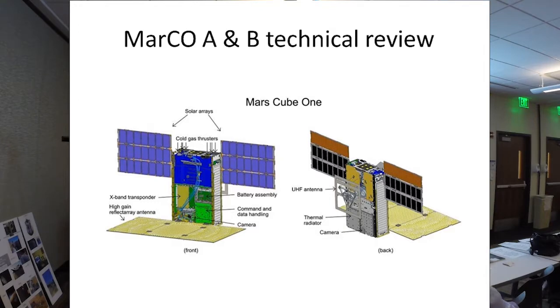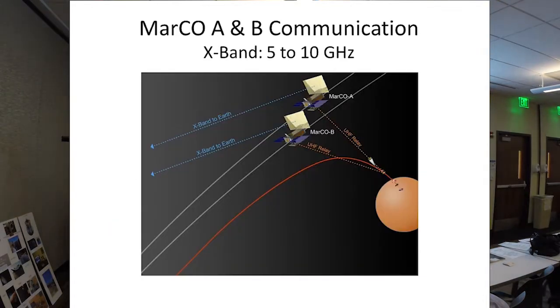This is technically what we have here. Notice there are cold gas thrusters. We have a UHF antenna on the bottom, which is how it communicates with its InSight on Mars. And you can see here the X-band transponder. We'll talk about that in a minute. Battery assembly, which is being charged. And this is how it works. Information is sent up and back at 5 to 10 gigahertz and is communicated with the InSight lander. Data sets.